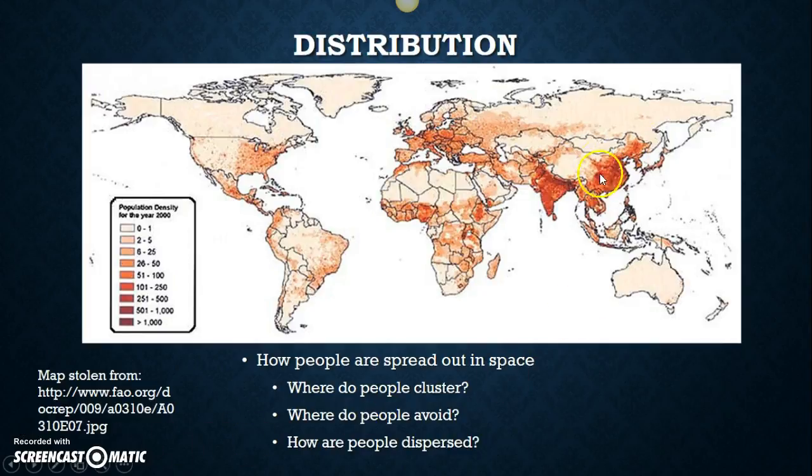To give you an example, if we look over here, we've got China. Looking at China, we see that most of the people live on the east coast. If you move a little bit west towards the middle of the country, this area is uninhabitable. And if you're not familiar, that is actually the Gobi Desert right through there.